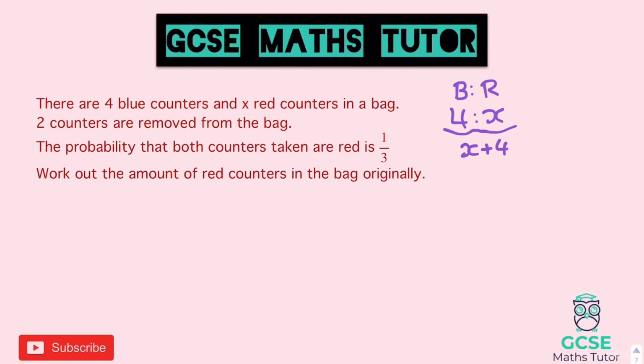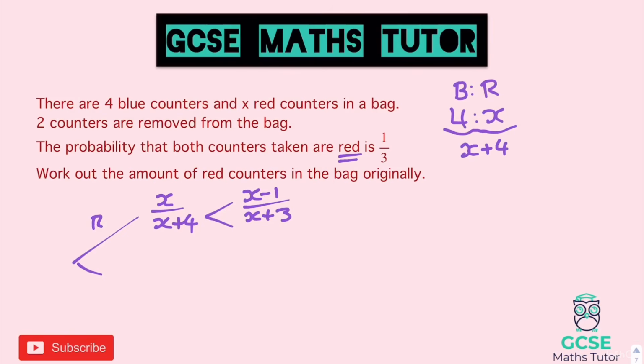Now if we write this as a probability tree, it says the probability that both counters are red is a third, so I'm only really interested in the red route. Now if I just have red going up to save a bit of space here, it doesn't really matter which way we draw it, but red is going to be x over x plus 4. We don't need to worry about blue, and then red again would be x minus 1 because we're taking one red counter out, and that'd be x plus 3 on the bottom because one of those counters is gone, so it's not x plus 4 anymore, it's x plus 3. And if we times these both together, they're going to equal 1/3, that fraction given to us there.